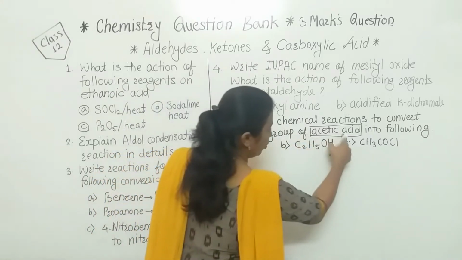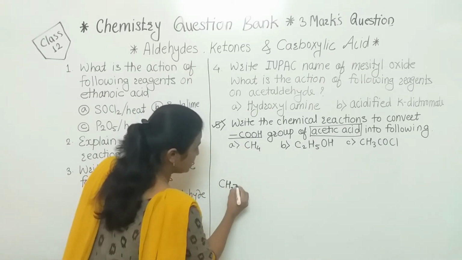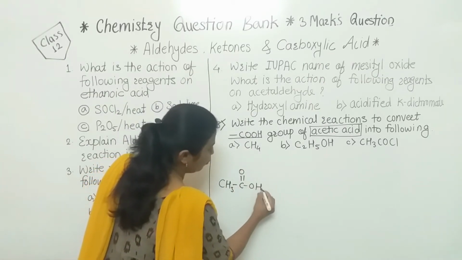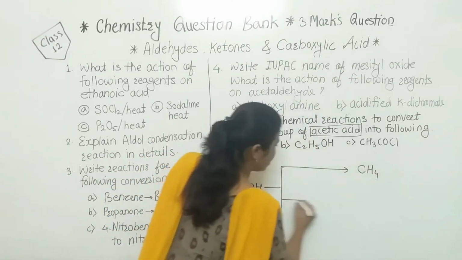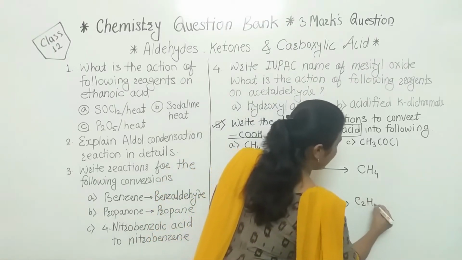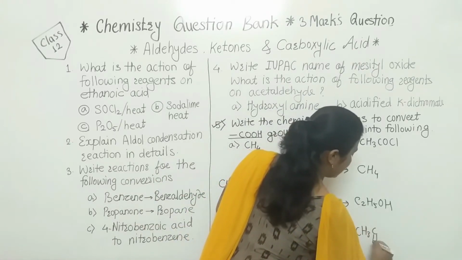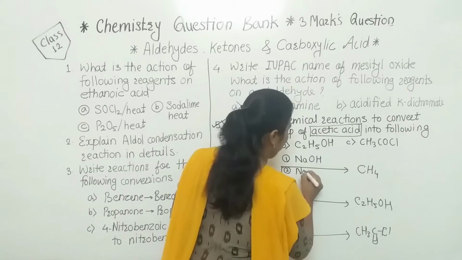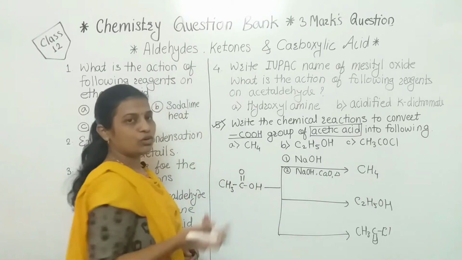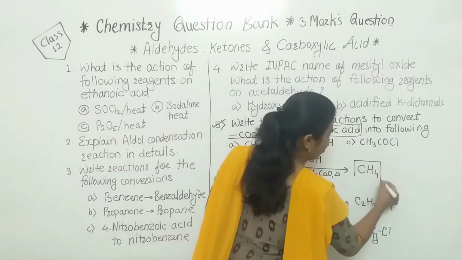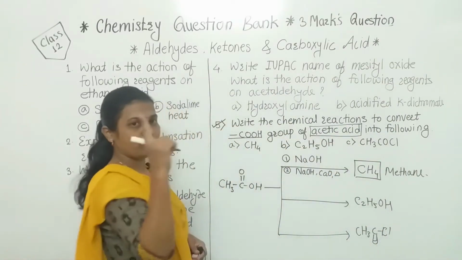So firstly we will write the common formula from which we want to convert into these three. Acetic acid, its formula is CH3C double bond O OH. From that acetic acid, firstly we want to convert it into methane. After that we want to convert into ethanol, and finally the last product is acetyl chloride. Now how to convert? Combination of NaOH and CaO. After that heating, removal of the CO2 will be there, and we are getting the product, that is methane. So here we have completed the first reaction, which is of 1 mark.